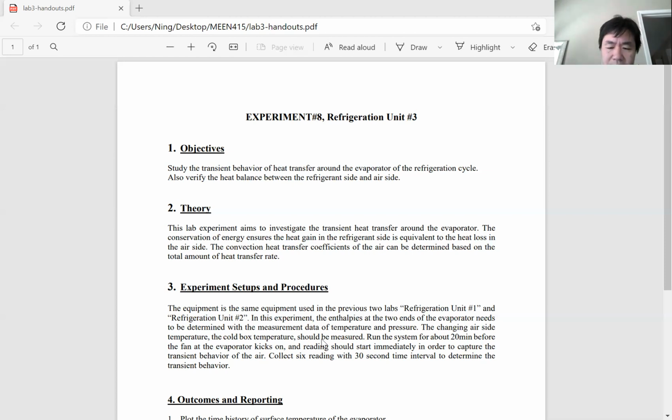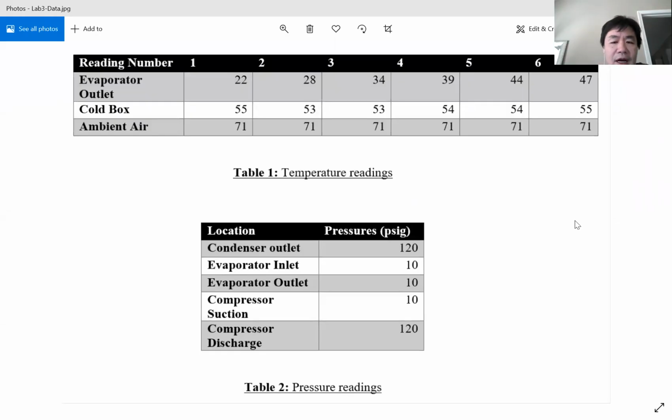Okay, let me stop sharing this and share my data file. Okay, this is the data file that will be posted on Moodle. Look at this. There are 6 readings: 1, 2, 3, 4, 5, 6. Reading number 1 is at the beginning. Number 2 is at 30 seconds. Number 3 is at 1 minute. Number 4 is at 1 minute and 30 seconds. Number 5 is at 2 minutes. Number 6 is at 2 minutes and 30 seconds. So the total is 2.5 minutes of measurement time.